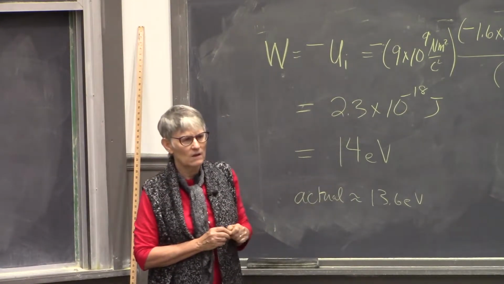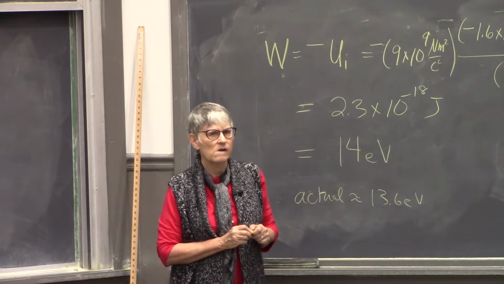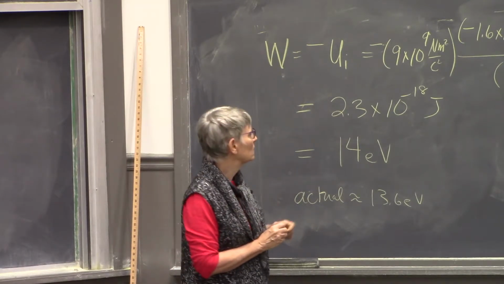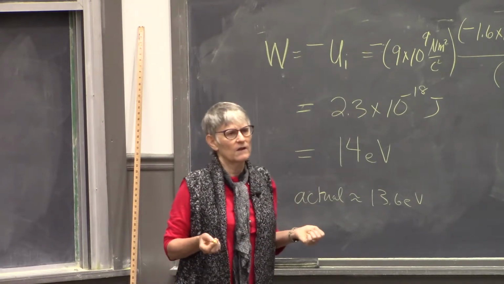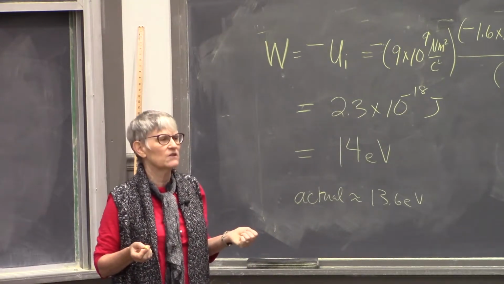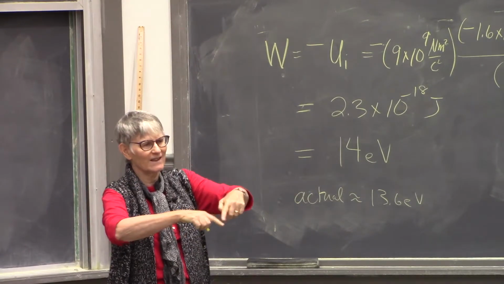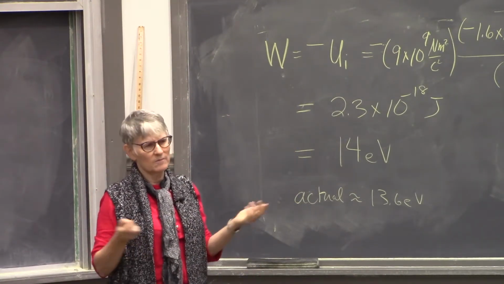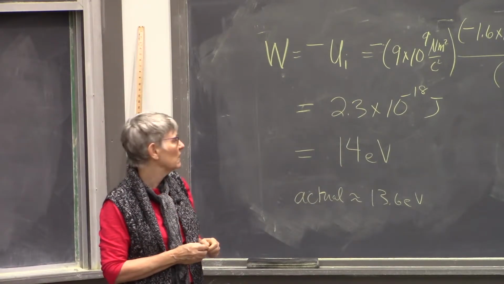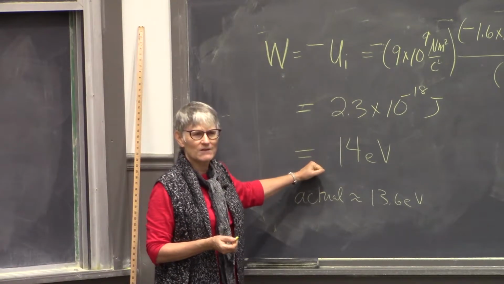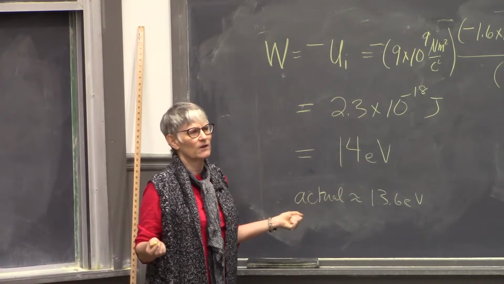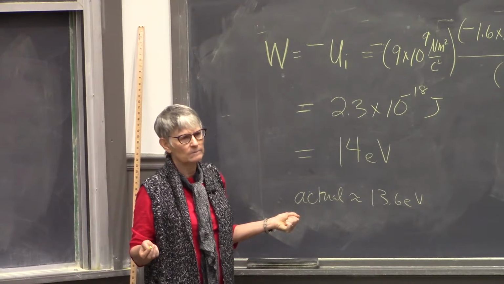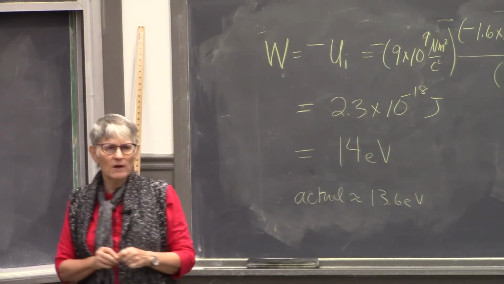Is that the only flaw, or are there any other reasons why our estimate is wrong? Well, this is a very simple model of the atom. And so the electron isn't actually spending all its time at exactly that radius. So that's another issue. But notice that we're really in the right ballpark here with a very simple calculation. So, not so bad.